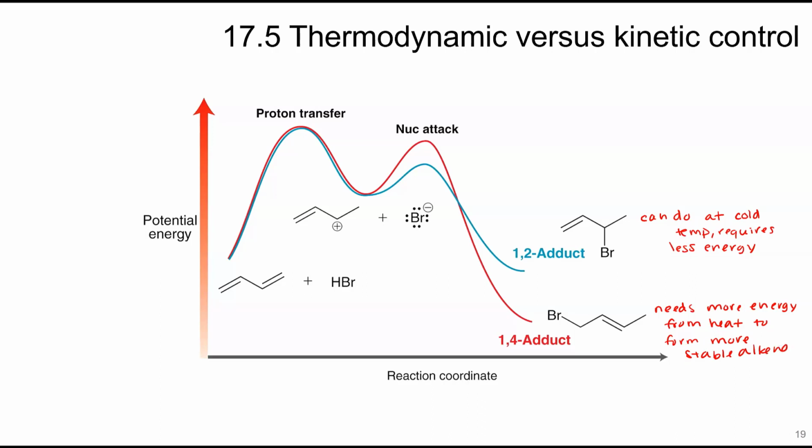So the 1,2 can form relatively quickly because the carbocation is right there. For the 1,4 adduct to form the more stable alkene, if you want the more stable product, it needs more energy, which is provided by that heat. So we add that heat to the energy to give it the bump to go over the higher activation energy to get the nucleophile to attack to give us the more stable alkene.